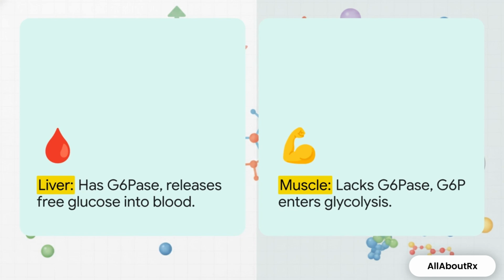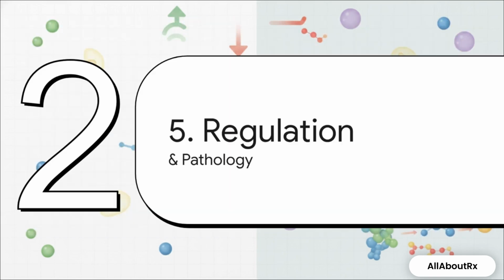Muscle cells, on the other hand, they completely lack glucose 6-phosphatase. They're totally selfish. Any glycogen broken down in the muscle stays in the muscle. The glucose 6-phosphate just goes straight into glycolysis to power your workout, and zero free glucose makes it to the blood. Moving on to regulation and pathology.